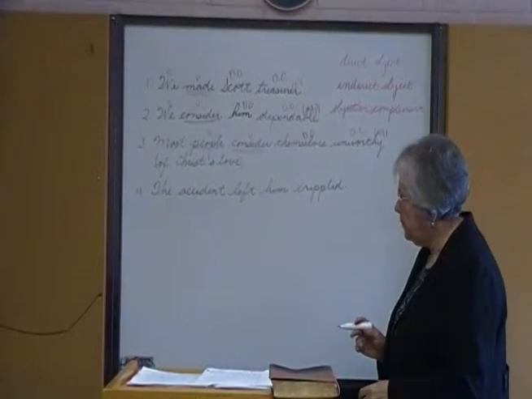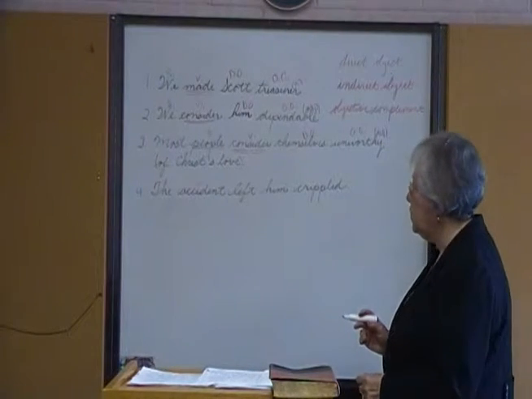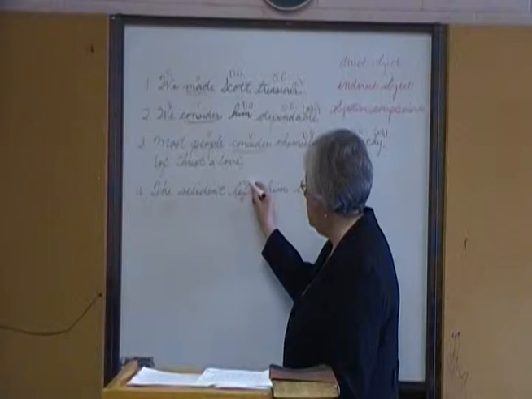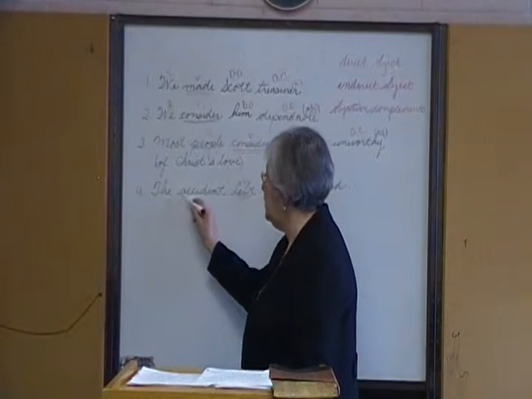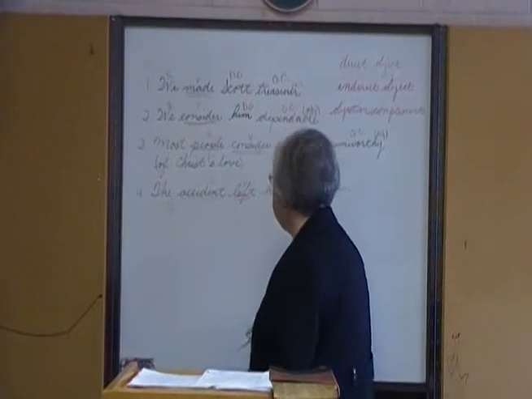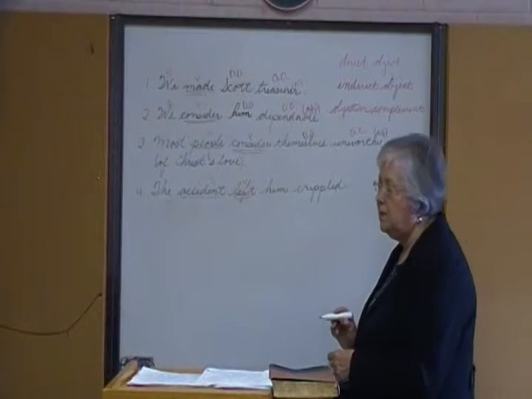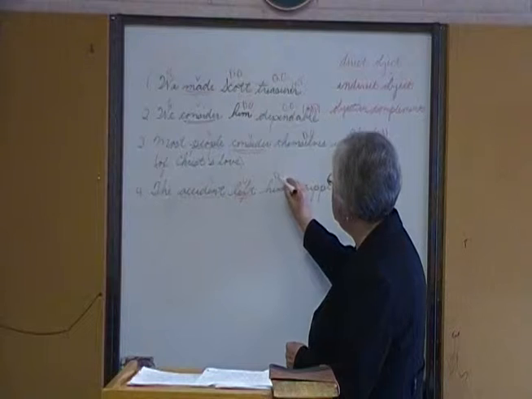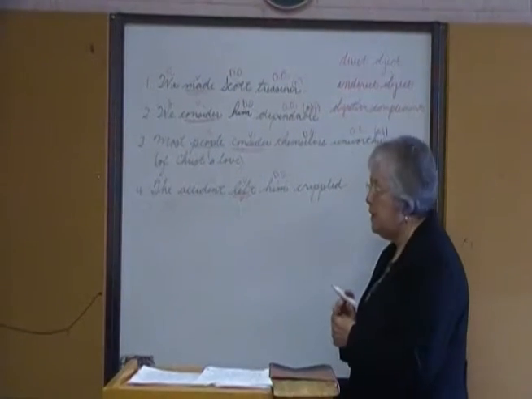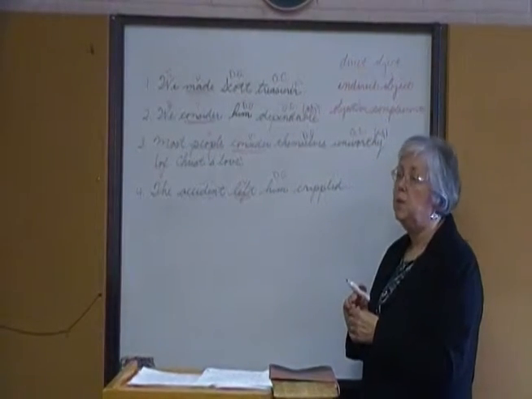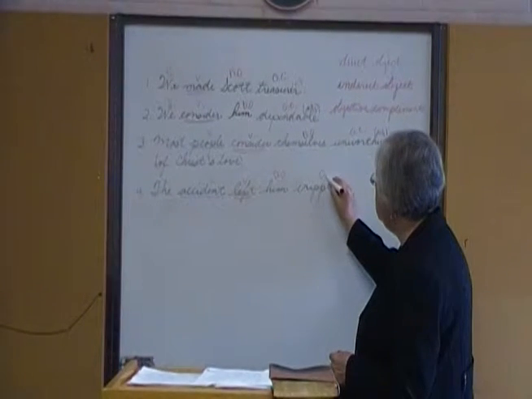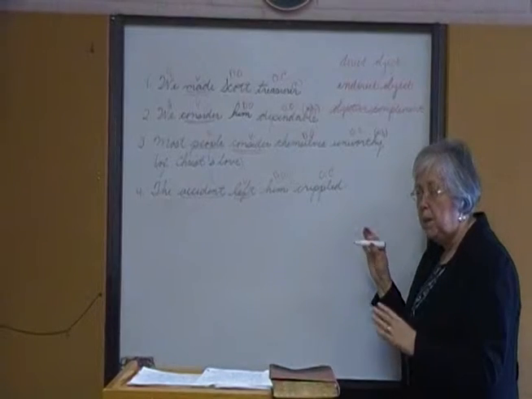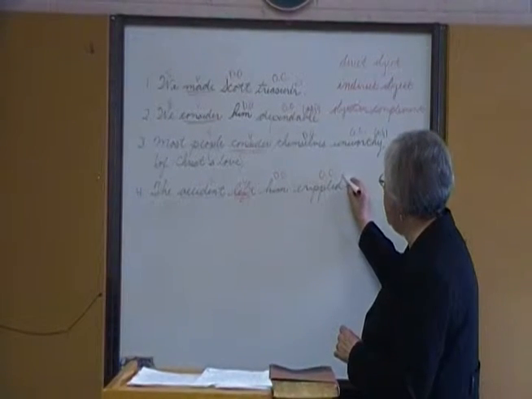All right, number 4. The accident left him crippled. Action verb, left. Who or what left? Accident, subject. Left him, or left whom or what? Him is the direct object. Left him to be crippled. Crippled is your objective complement. And I know it's a verb form, but this verb form is acting as an adjective.